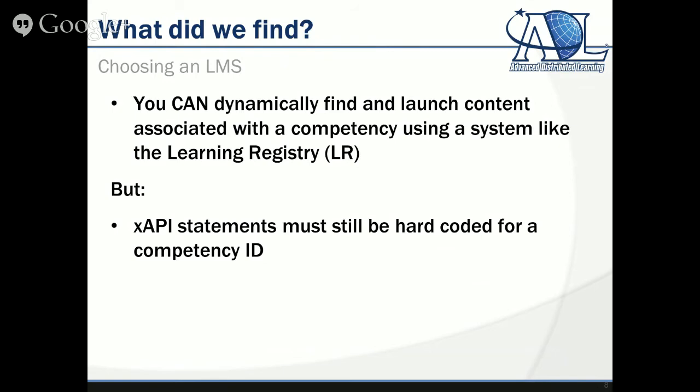But we have another caveat in this section. Just like in the first phase of this demonstration, those YouTube videos, when they track Experience API statements, they still have the competency ID as part of the statement. So you still have to know that ahead of time. So even though we found the content dynamically, we're still relying on the content to know about the competencies associated with it. So that's still something that's going to cause this not to be scalable.